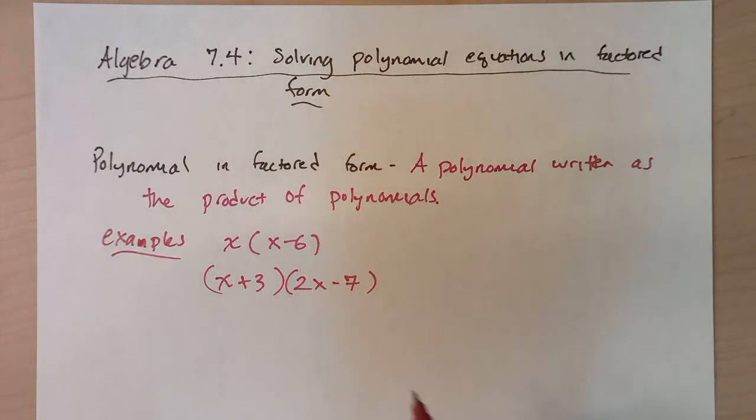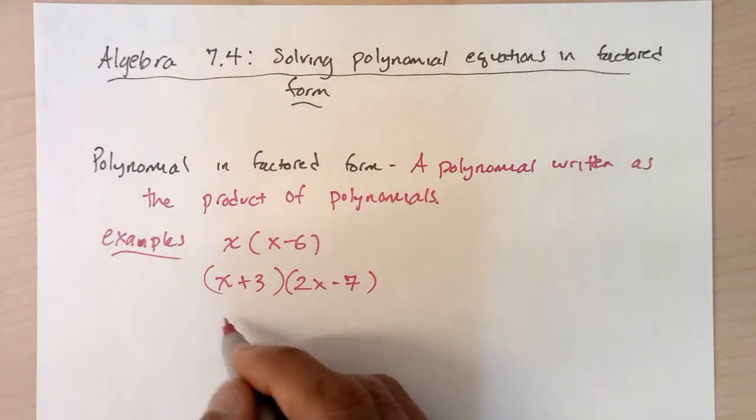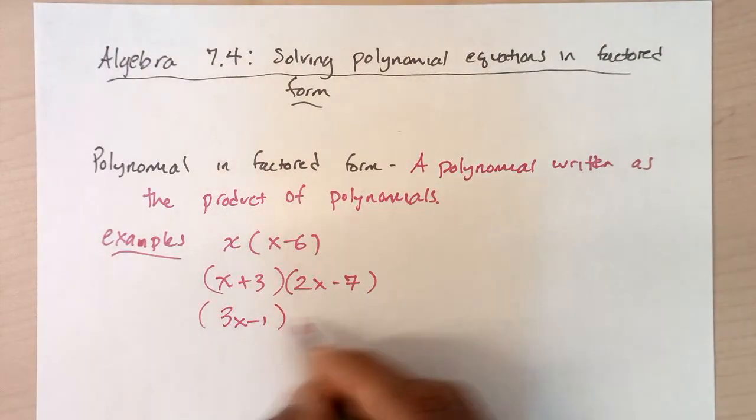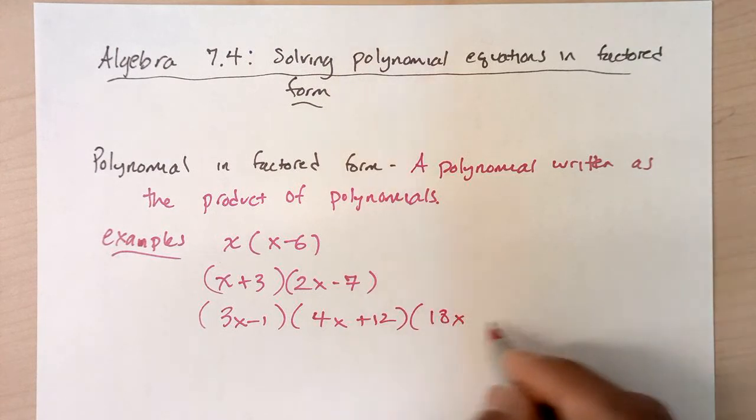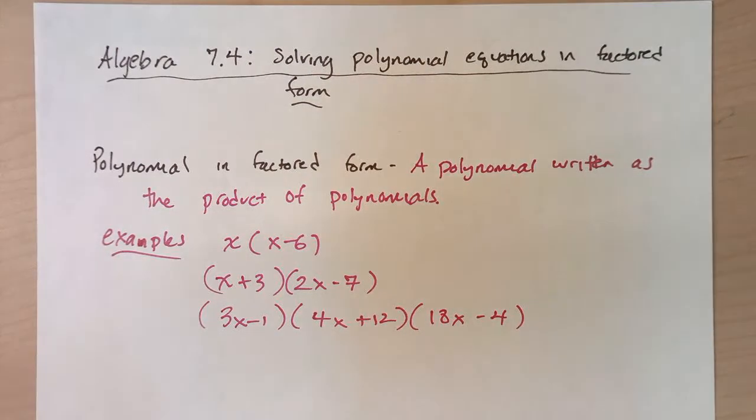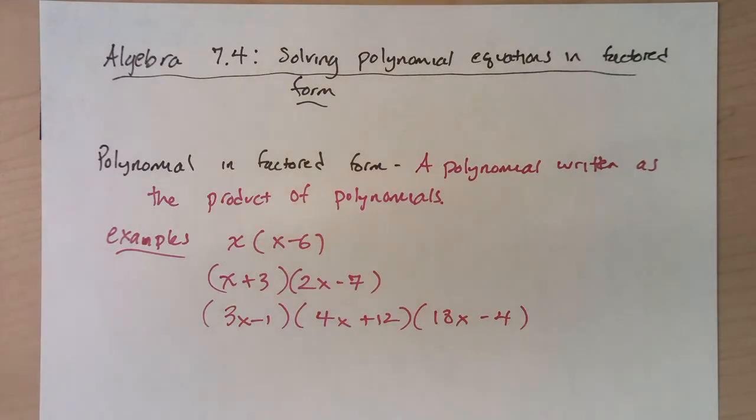It could be the product of three polynomials as well: 3x minus 1 times 4x plus 12 times 18x minus 4. That's a polynomial in factored form as well.